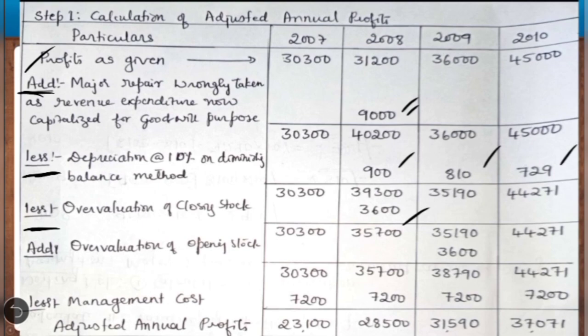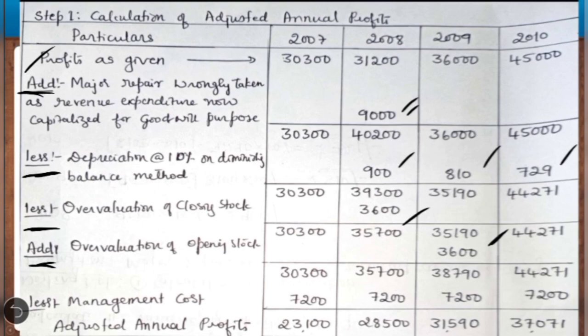The other adjustment relating to this was overvaluation of opening stock in the next year. The next year is nothing but 2009. So because of overvaluation, the profit had decreased in the year 2009. To correct that, you have to add back the amount to the profit. So add overvaluation of opening stock, you write in 2009's column, the next year. So 3,600, again you are going to have the balances of all the years.